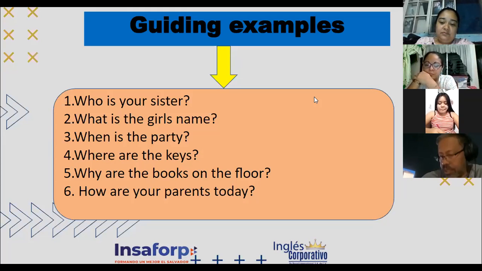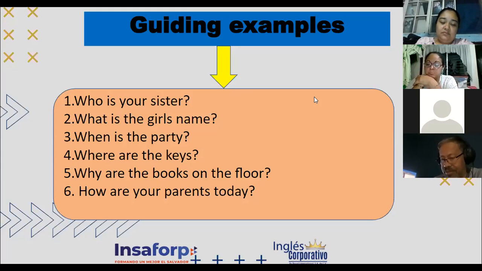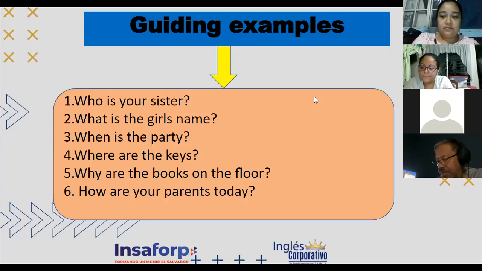Okay, Dalia. Who is your sister? ¿Quién es su hermana, Dalia? Who is your sister? Dalia tiene el micrófono apagado. Hello, Dalia. No. Ah, pues pregúntele a Adelina, por favor. Okay. Adelina, who is your brother? Who is your brother, Adelina? My brother is Isaias. Okay, my brother is Isaias. Thank you, Edgardo.